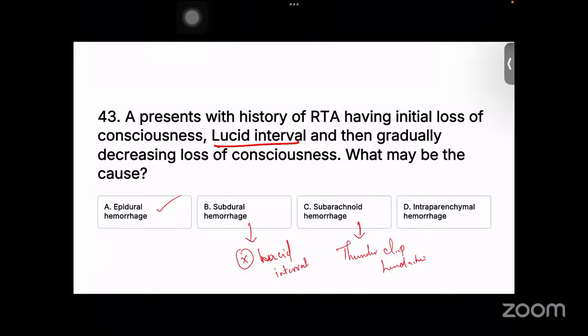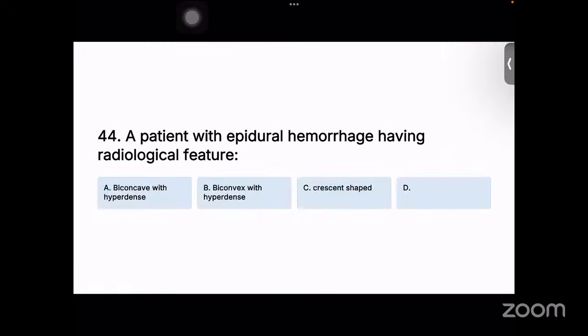Intraparenchymal hemorrhage, we see the focal deficits on the brain, not just a lucid interval and things. Okay. And next, you will see here the patient with the epidural hemorrhage having a radiological feature. What is the radiological feature? Biconvex with the hyperdense lesion, especially near the temporoparietal area, because that is where you will see the middle meningeal artery. Middle meningeal artery is the most common artery affected during the epidural hematoma.